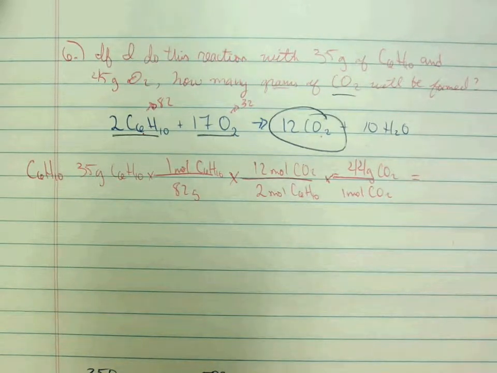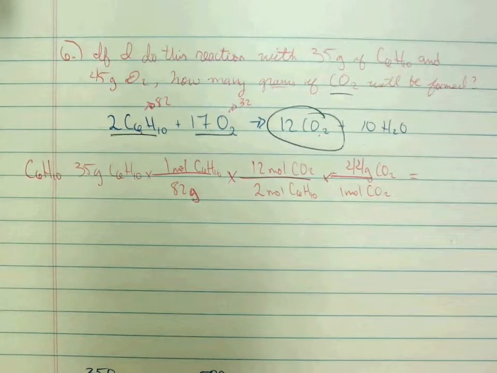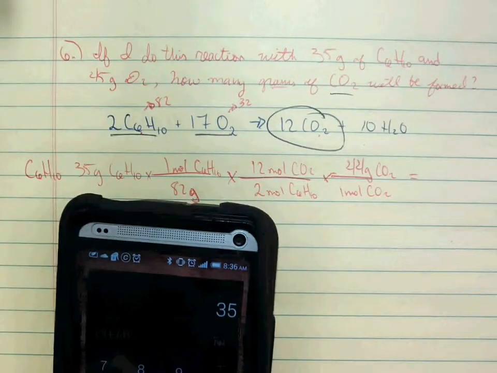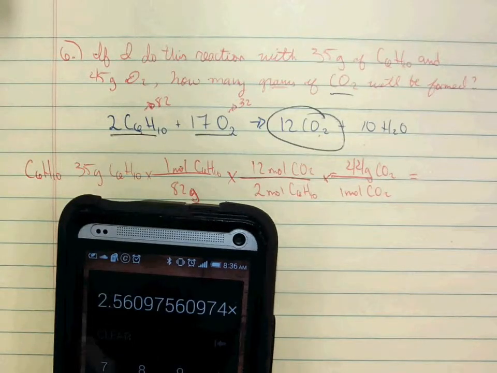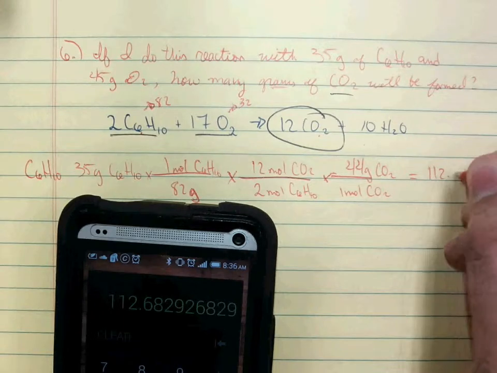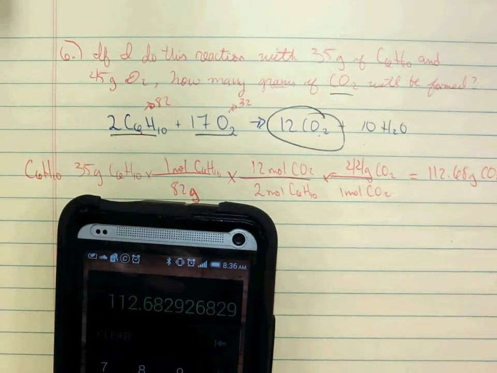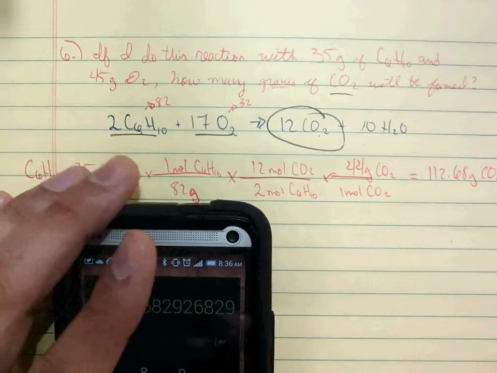So I'm going to run this through the calculator. That's a G, not a weird 5. So I'm going to do 35 divided by 82 times 12 divided by 2 times 44. I can make about 112.68 grams of CO2. Okay, that sounds reasonable. I don't know what the answer should be, but that sounds about right.